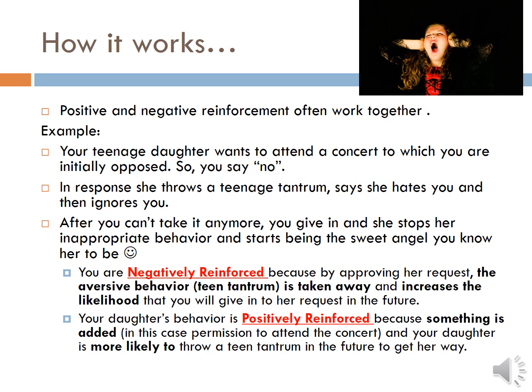So this is how negative and positive reinforcement has worked in this scenario. You, as the parent, are negatively reinforced because by approving her request, the aversive behavior, which was the teen tantrum, is taken away or stopped, which in return increases the likelihood that you will give in to her request in the future and probably do it much more quickly. Your daughter's behavior is, in turn, positively reinforced because something is added. In this case, what was added is permission to attend the concert. And your daughter is more likely, as a result, to throw a teen tantrum in the future to get her way.